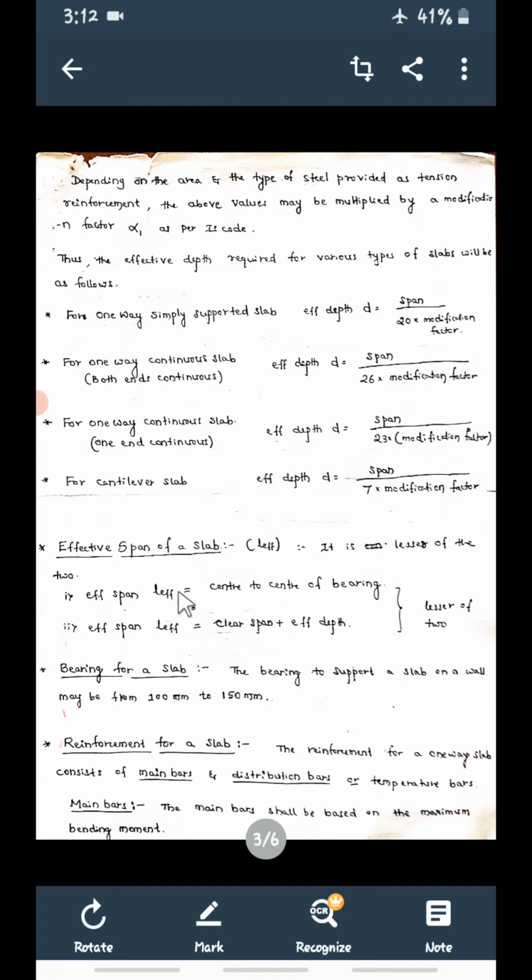Then the next criterion you have to consider in design is the effective span of a slab. What you did for the effective span of a beam, calculating L effective, is the same case here.